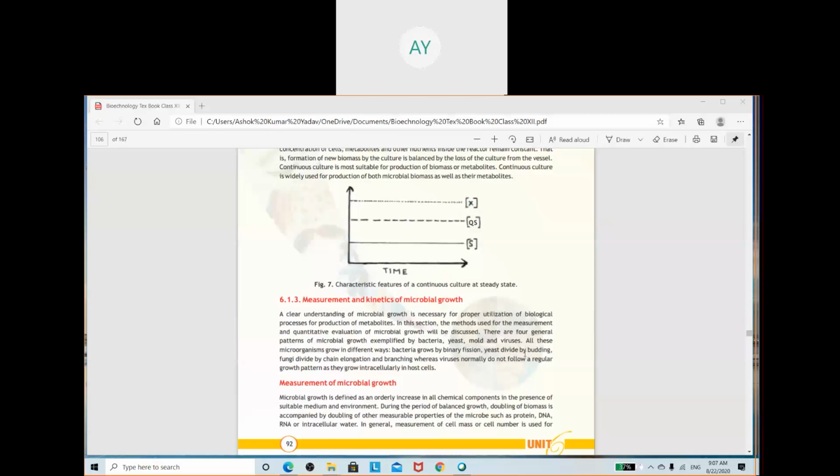Good morning to everybody. Today's topic in the chapter Microbial Cell Culture and its application is culture preservation and application of microbial cell culture. So what are the different methods for culture preservation? That is the agar slant method.